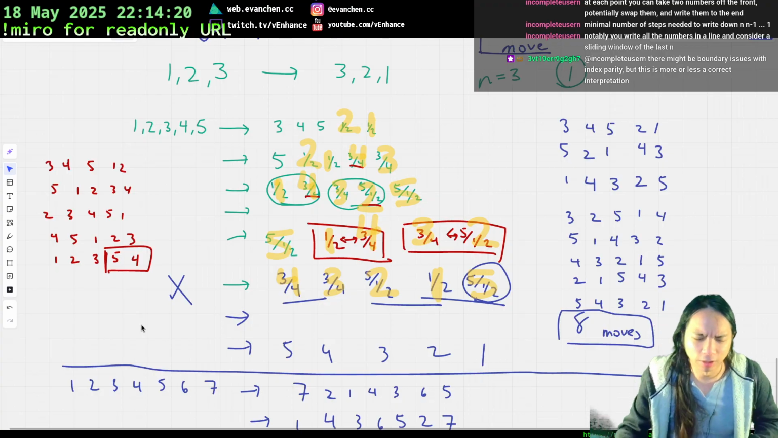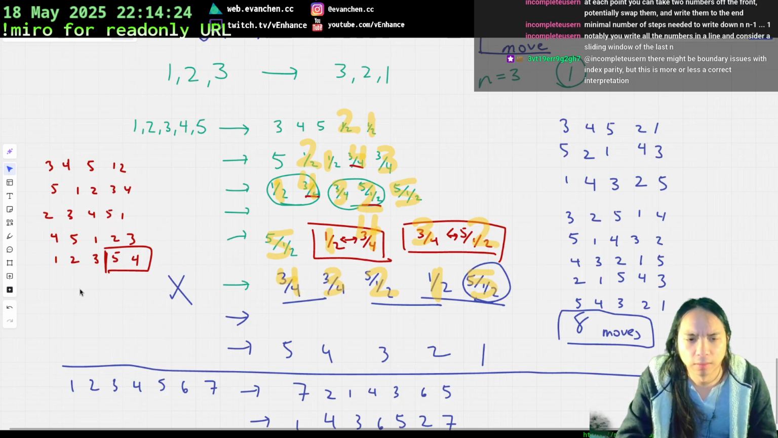Wait, no, this is slower, right? This takes more than 8 moves. Even if I, like, it's just now you can't... Well, okay.